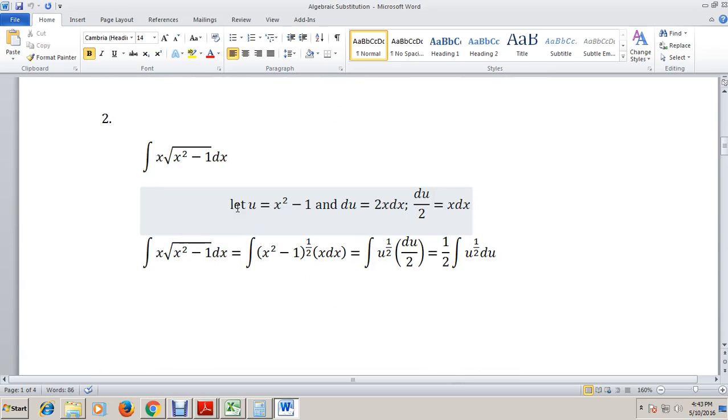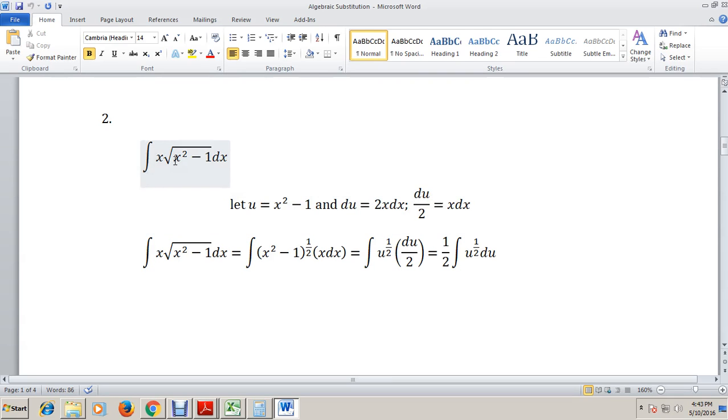Okay, so let's apply that in example number 2. Here we have the integral of x times the square root of x squared minus 1. Obviously, between the terms x and square root of x squared minus 1, the square root of x squared minus 1 is the more complex of the two terms. So we let u equal x squared minus 1, then solve for the representation of x, since obviously we cannot leave out any x in our substitution that we will not be representing in terms of u or du.